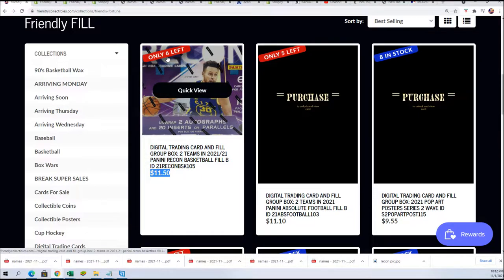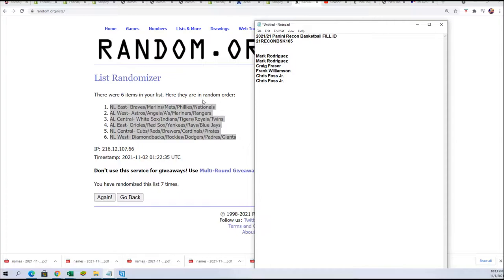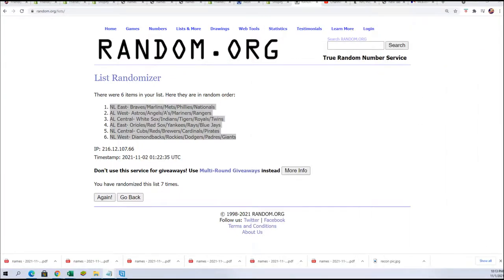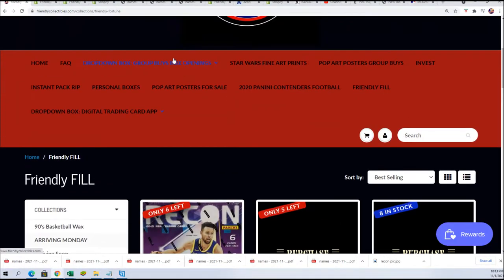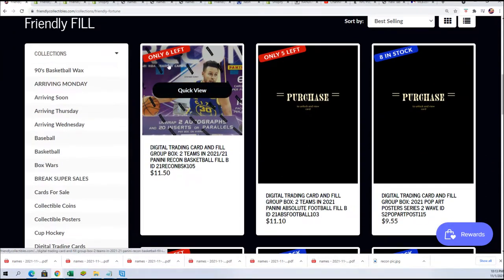There's six owners. There's two winners. We run six owners through the randomizer seven times, and we get two winners, and those two winners get into the break for 11:50 in Recon basketball. So that's a way you can win your way in for 11:50.